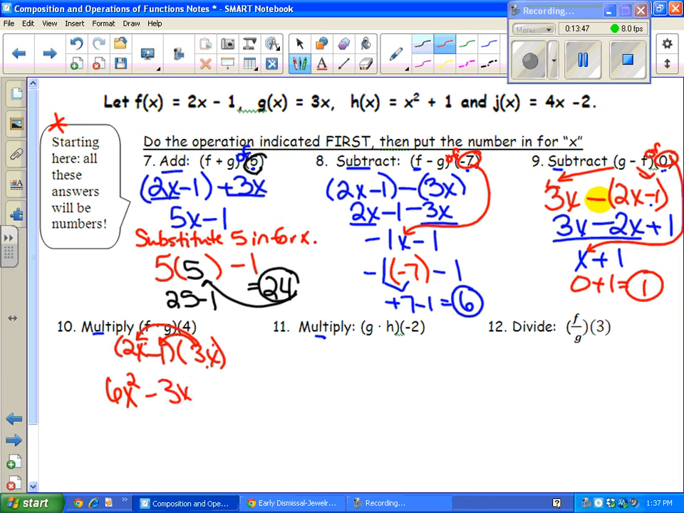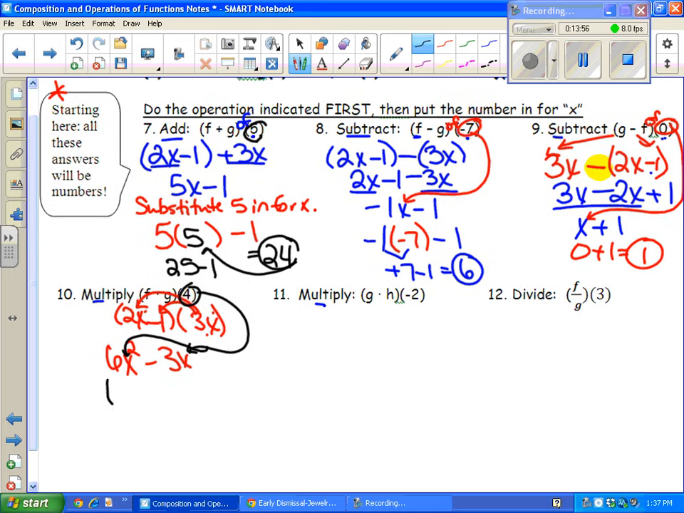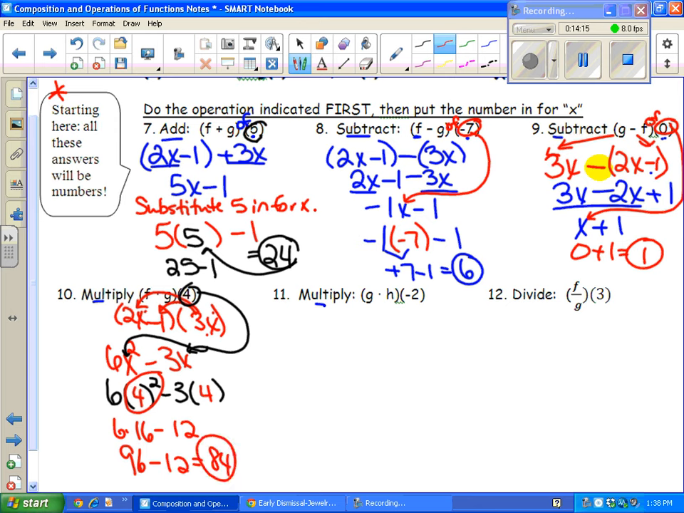Minus 3x. And again, this doesn't say of x. It says of 4. The only thing you've got to remember is this time you've got x in 2 places. So I'm going to have 6 times something squared minus 3 times something. And that number that I'm putting in here this time is 4. I always do the exponent part first. So I'm going to get 6 times 16 minus 3 times 4, which is 12. That turns out to be 96 minus 12, which is 84. Final answer is 84.